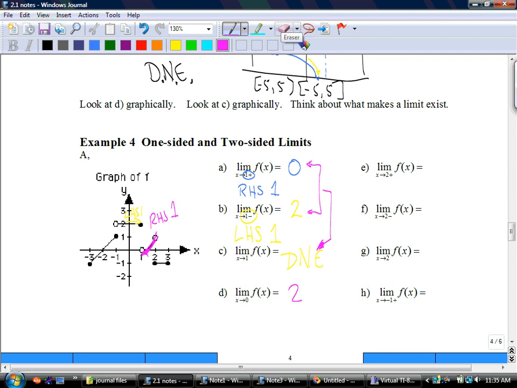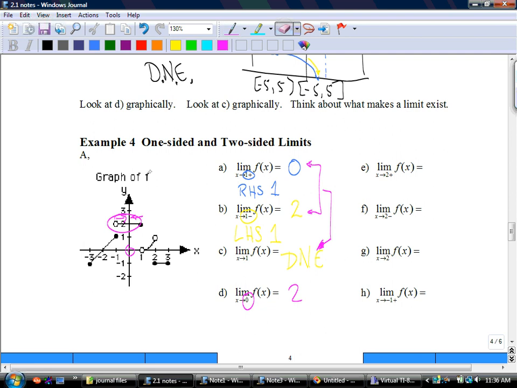Which one? For D? Okay, so what I'm always doing is find that value on your graph paper. That's here. Now find the function. The function's up here. And now walk towards the value that you're interested in. Okay?